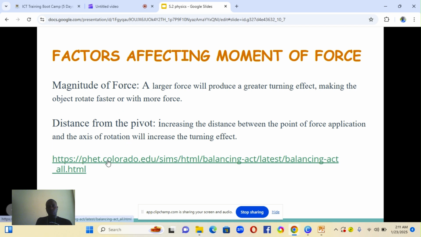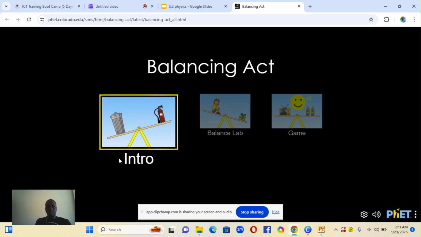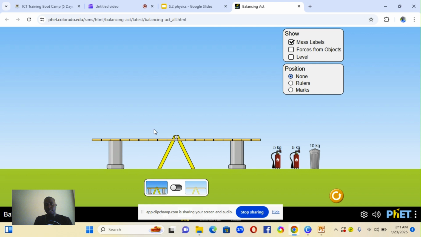We're going to visit this link and do some practical experience and see how these factors affect the turning effect, or the moment, of the force. So join me as we go for this illustration. Here we are using PhET, and this is it.